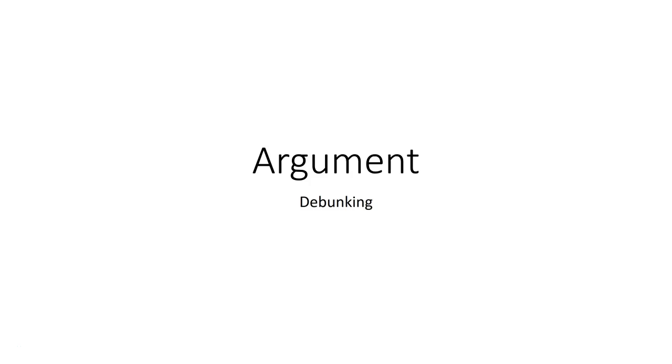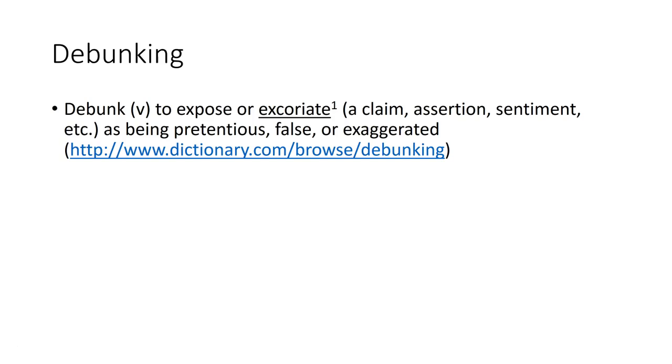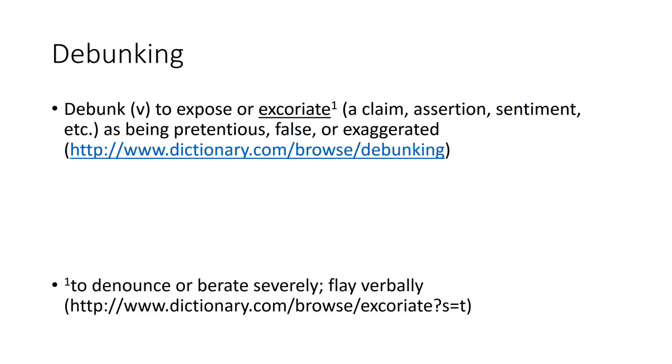Argument, debunking. What we're trying to do is make a rock solid argument. We're going to debunk it. Debunking is to expose or excoriate a claim, assertion, or sentiment as being pretentious, false, or exaggerated. That comes out of dictionary.com when you look at debunking. What does excoriate mean? Footnote: to denounce or berate severely, to flay verbally. Again, that comes out of dictionary.com.